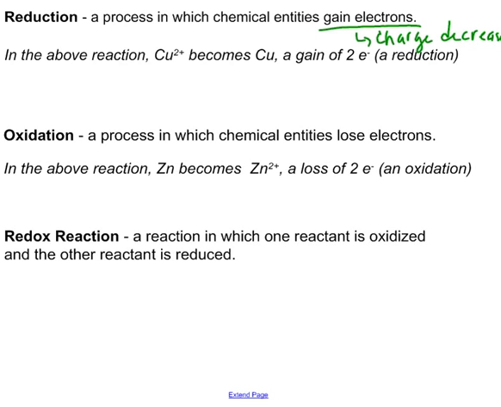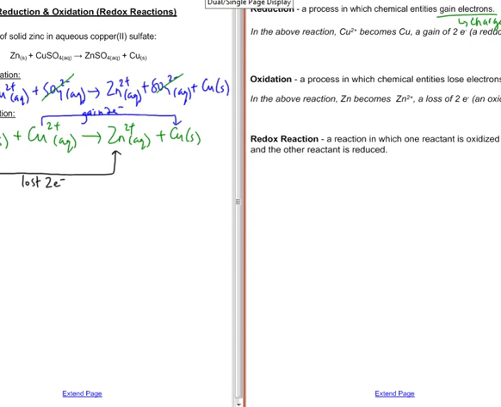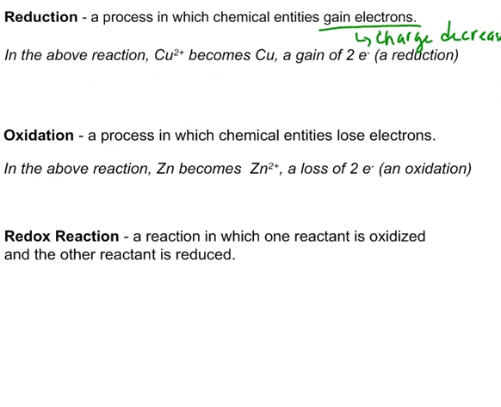In the reaction that I had over on the other sheet, Cu2+ becomes Cu, and like we said before, that's a gain of 2 electrons, so that means copper(II) was actually reduced. Oxidation is the opposite of that. It's a process in which chemical entities lose electrons. In the reaction we just did in your notes, our zinc became zinc 2+, and in order to do that, it had to lose 2 electrons. So that's what an oxidation reaction is.